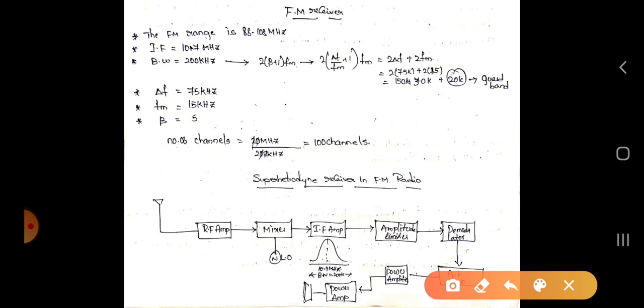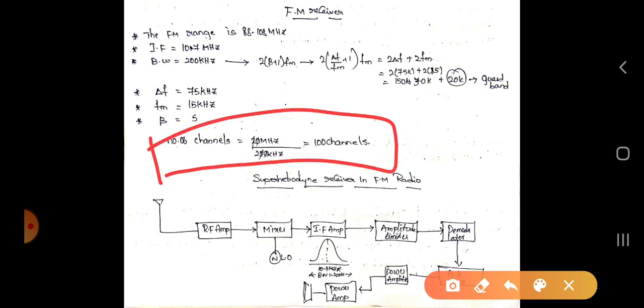And I have missed this. The number of channels in FM radio: as you know, the range varies from 88 to 108 megahertz, that is, 108 minus 88 is 20 megahertz. The total frequency range is 20 megahertz, and each channel bandwidth is 200 kilohertz. After mathematical calculation we will get 100 channels. So FM radio consists of a maximum of 100 channels.